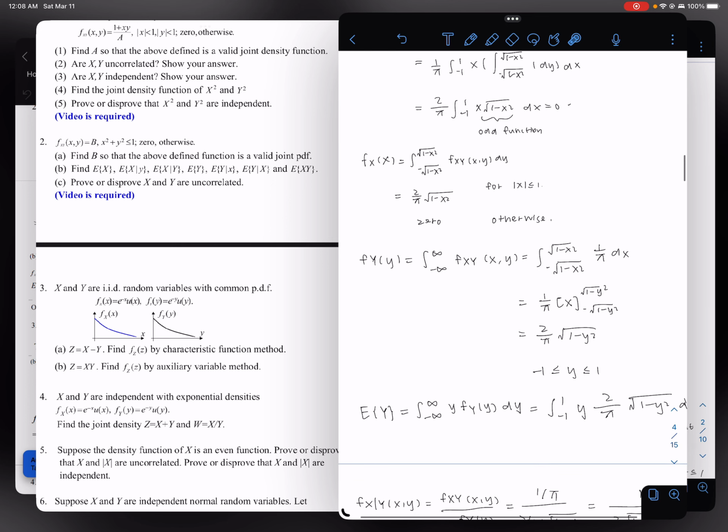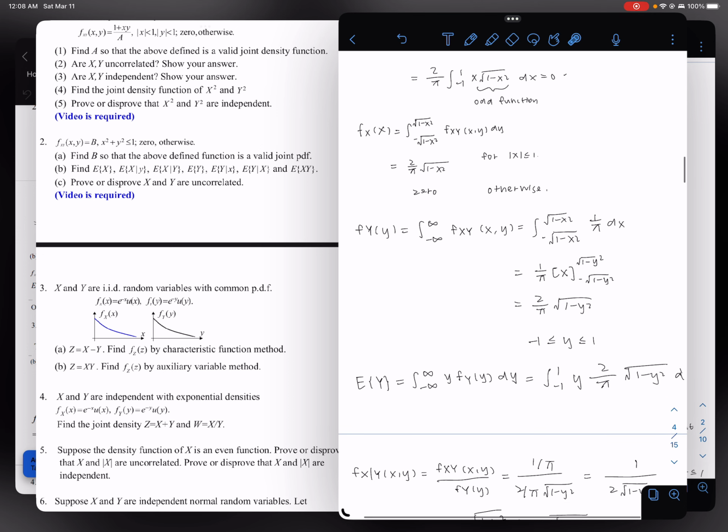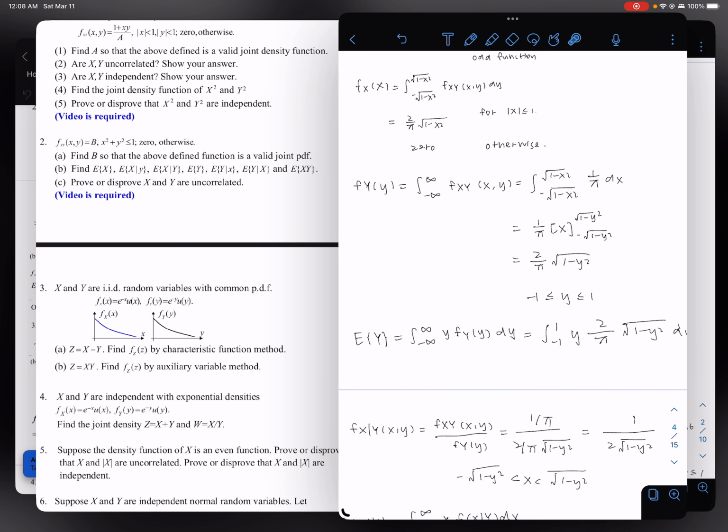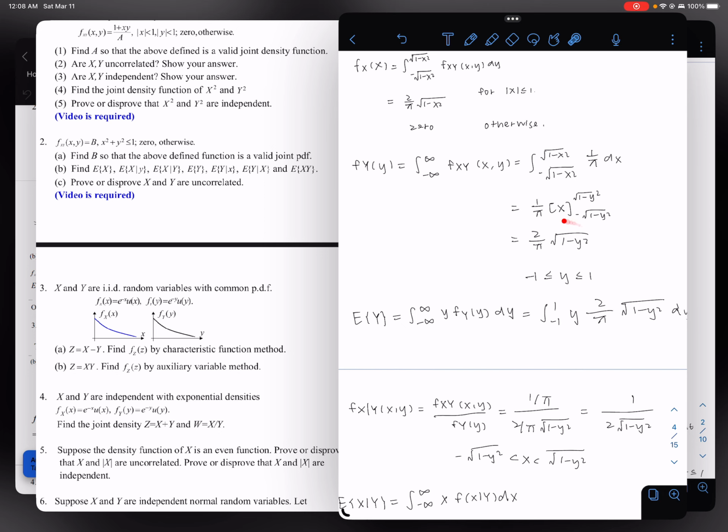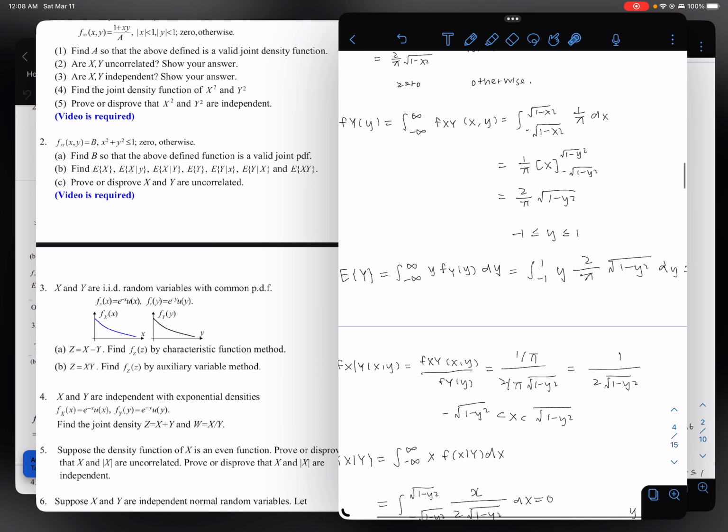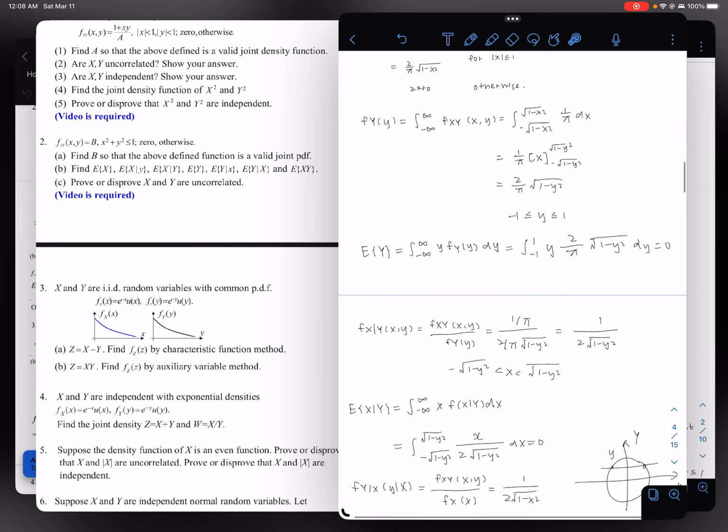And similarly, to get the expectation of y, we get the marginal density function of y first, and then we have a very similar answer. Yeah, so the expectation of y is also 0.